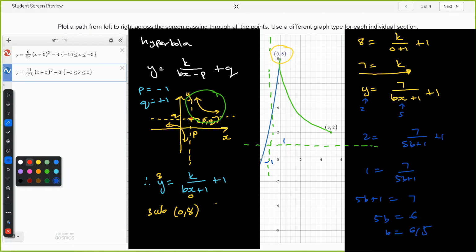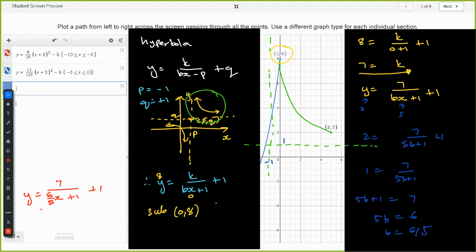In which case I can then get to a final equation: y equals k, which is 7, over b, which is 6 over 5, x minus p plus q, which is going to be +1, +1. Now I suspect this might not work. Let's have a look why.